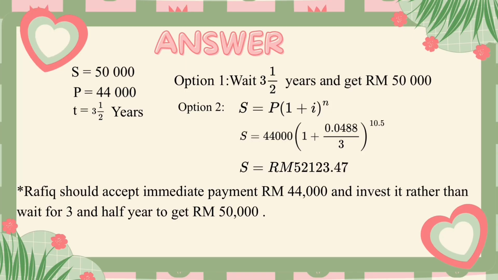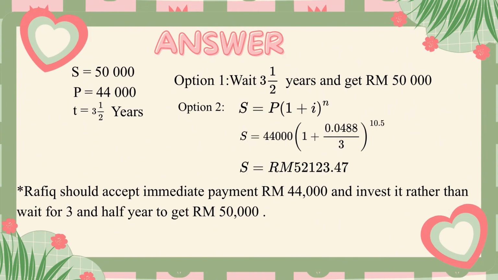And now, let's discuss the answer. Given P equals 44,000, T equals 3.5 years, K 4.88%, and M equals 3 because we compounded every 4 months. We will use the same formula as in question 1, S equal to P times 1 minus I powered by N. Option 1 is wait for 3.5 years and get RM 5,000.